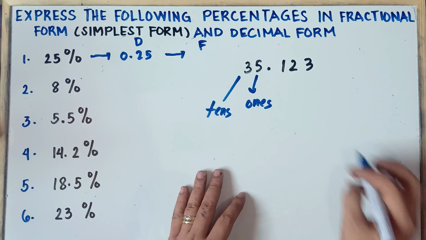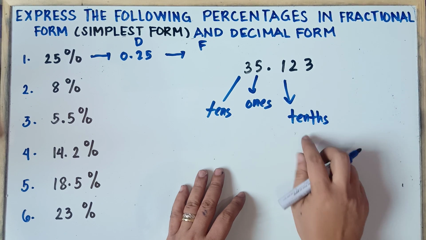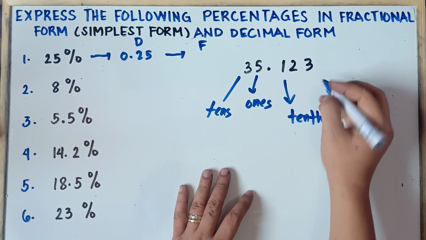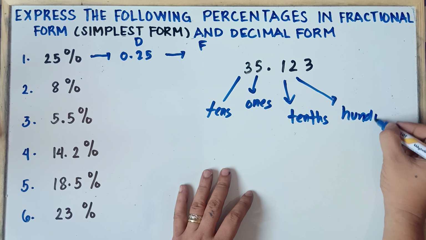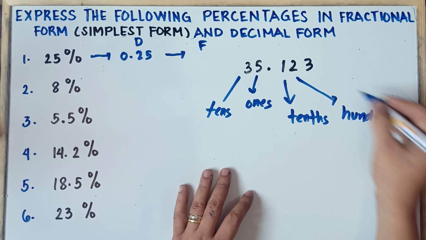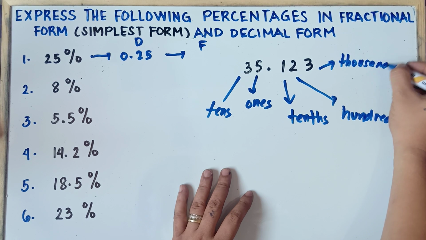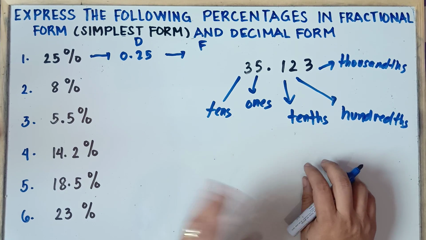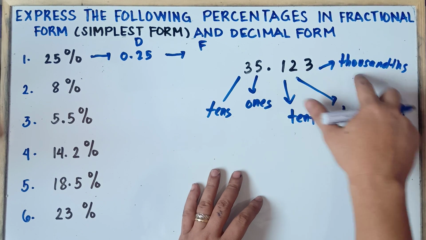Now for the decimal, class, you will start at tenths. So for decimal values, you start at tenths, with th. The next number will be hundredths, with th again, and then this 3 will be thousandths, of course, with th. So therefore, for the decimal place value, you start at tenths, hundredths, then thousandths.